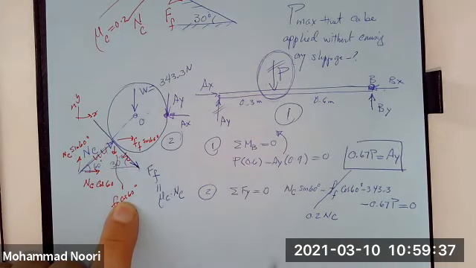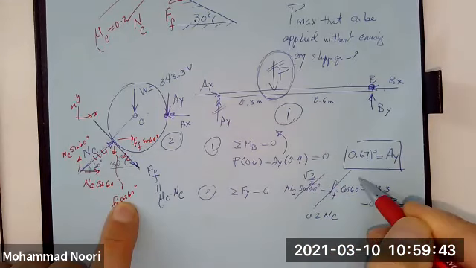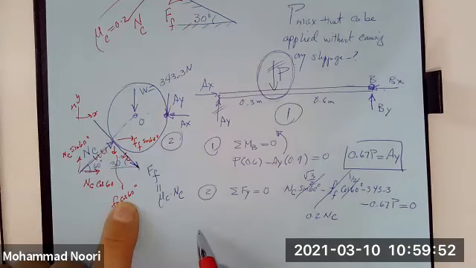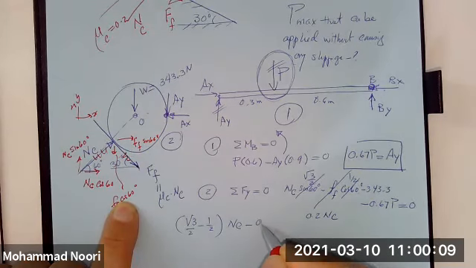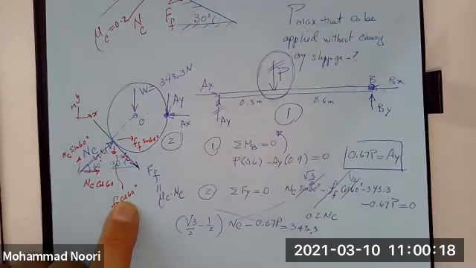So I'm going to simplify this a little bit. Sine of 60 is the square root of 3 over 2. Cosine of 60 is 1/2. Okay? So I'll just simplify this. I get square root 3 over 2 minus 1/2 times N sub C, minus 0.67 P is equal to 343.3. Let me simplify this further.